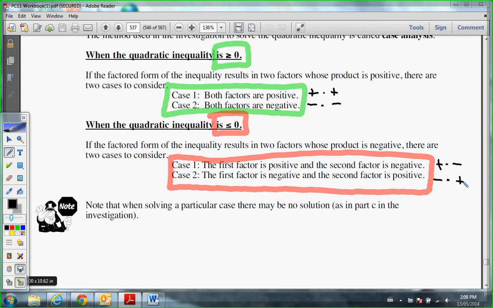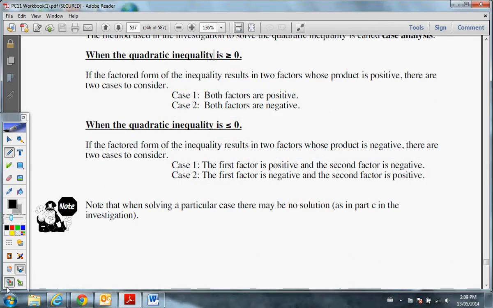Okay? And then keep in mind that, as we just had in our last example, it is possible to get no solution for one case. And if that's the case, then the other one probably is going to work. Okay, moving forward. Just got a little bit left here.